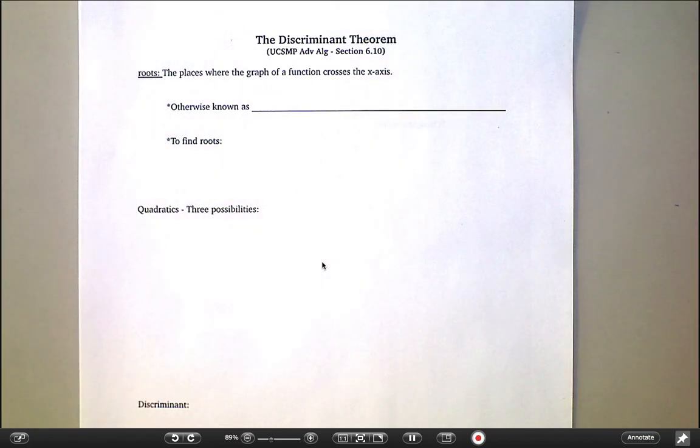Everyone. So today we're talking about lesson 610, which is the discriminant theorem. And as we talk through what the discriminant is and what it does for us, I want you to get that I'm really not teaching you anything new today. Today is a really good kind of pulling everything together type lesson.